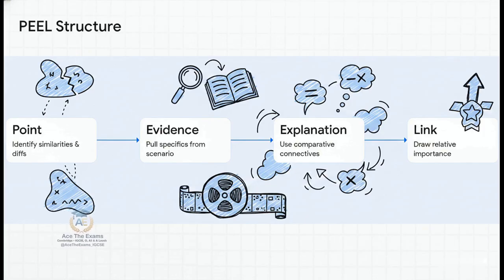Let's break it down. P is for point. You absolutely must identify similarities and differences when comparing data representation methods. Don't just do one or the other. E is for evidence. You have to pull specifics directly from the exam scenario they gave you. E is for explanation. Use comparative connectives. I'm talking about words like whereas, conversely, or however. And finally, L is for link. Draw a solid conclusion about their relative importance. Doing this deconstructs those incredibly complex comparisons and forces you to actually justify your decisions with evidence, which is exactly what top-scoring candidates do to pull ahead.